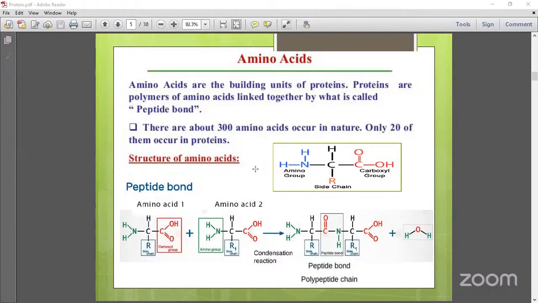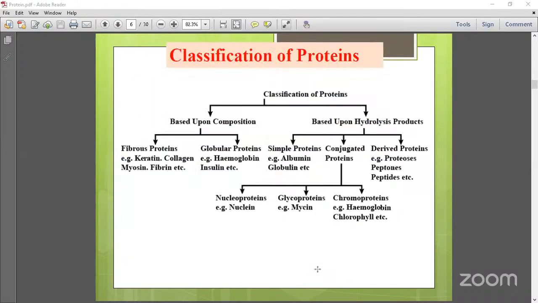When coming to the structure of the amino acids, here you can see the structure of the amino acids, which has the amino group and also the carboxylic side chain. Here you can see the peptide bond, which forms in between the two amino acids, amino acid 1 and amino acid 2. Here you can see the peptide bond, polypeptide chain when the condensation happens.